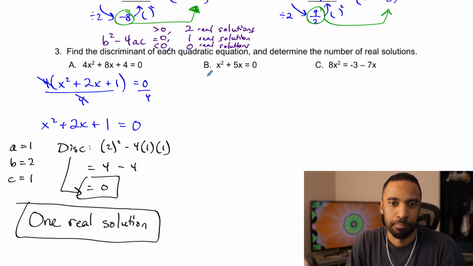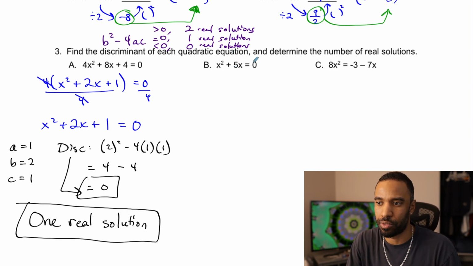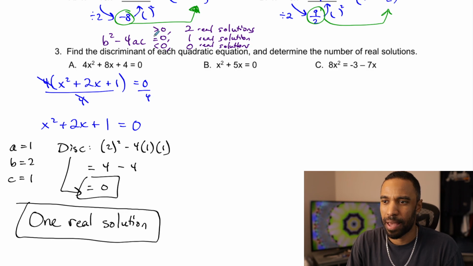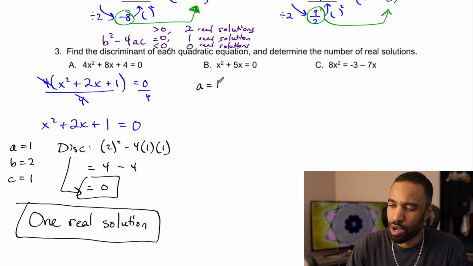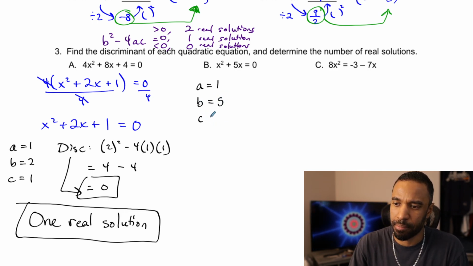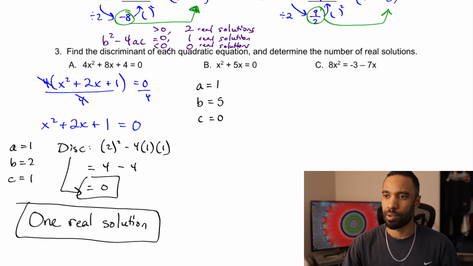All right. Part B, x squared plus 5x equals 0. It is in standard form and set equal to 0, and it's reduced. I have to identify C, though. My A here is 1. My B is 5, and I don't see a constant term. That must mean it's 0. Okay, fair enough. So let's go ahead and do the discriminant there.